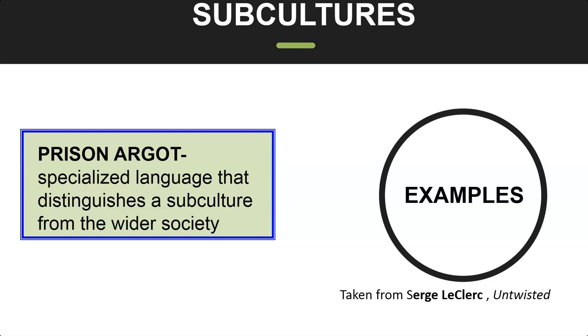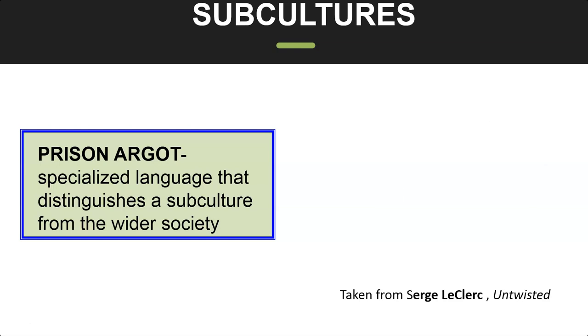And these terms are taken from a book called Untwisted, written by Serge Leclerc, who went on to become a member of government on the West Coast, but in his younger life spent most of his years inside federal and provincial prisons. He's written a book called Untwisted about his life. In it he provides the prison argot for these following terms.